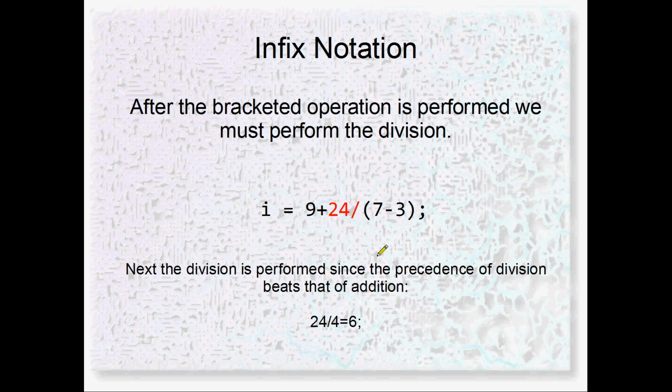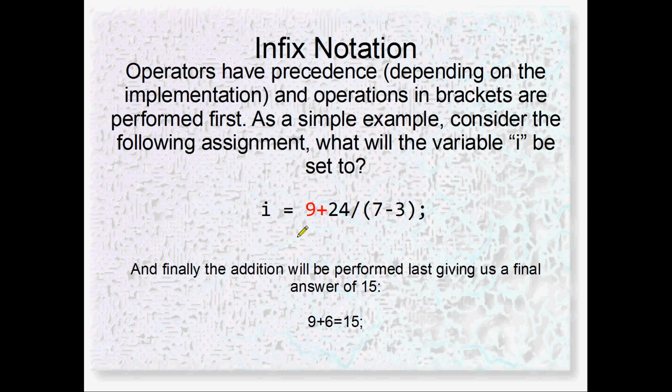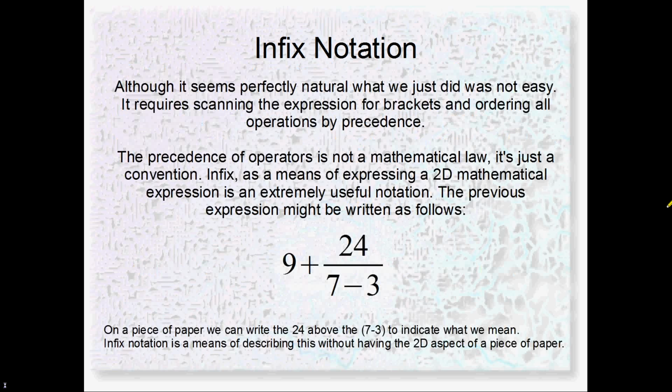24 divided by 4, and the 4 was our result from the 7 minus 3. 24 over 4 gives us 6. And finally we add the 9 to that result to get 15. And that, 15, is what the variable I is going to be set to when we evaluate that expression in infix notation.